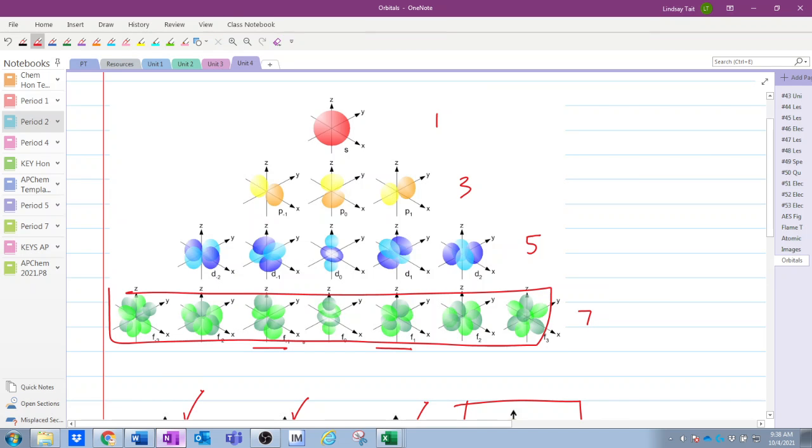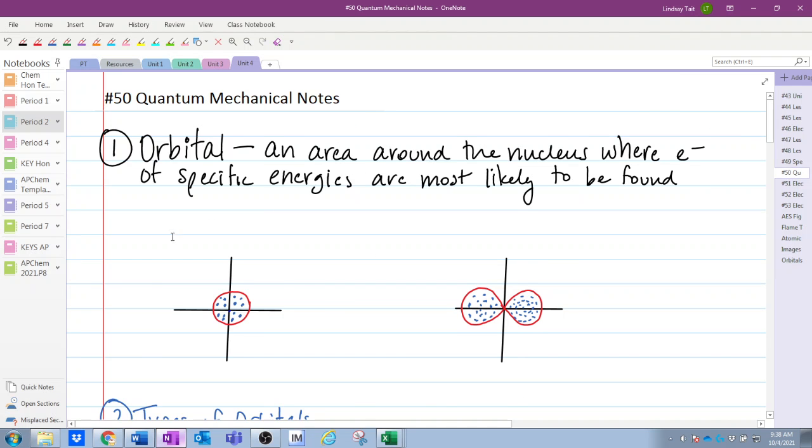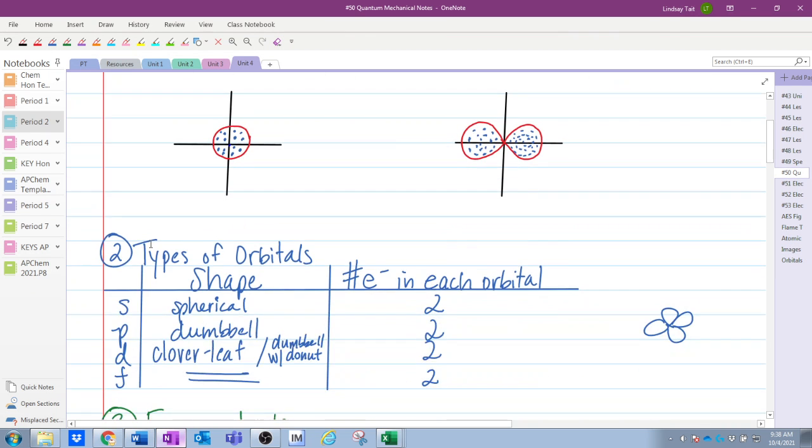Do the sublevels get further away from the nucleus? Yes, they do. So like a 4F compared to a 5F, the 5F is further away from the nucleus because it's bigger. Right, they're further from the nucleus. That is still true. Okay. So, guys, that's the basics of quantum mechanical.